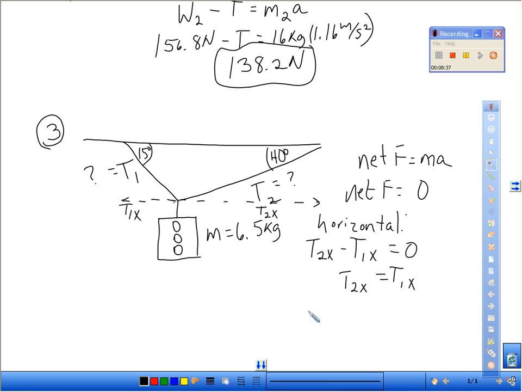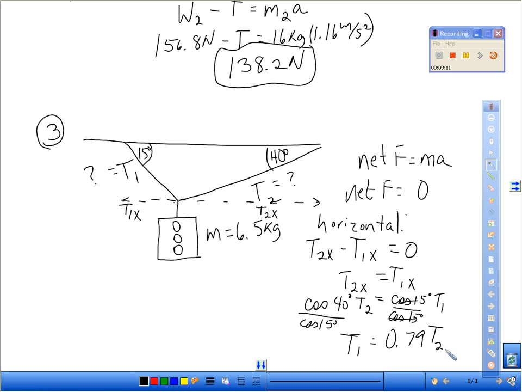So I'm going to say that the cosine of 40 degrees times T2 equals the cosine of 15 degrees times T1. I'm going to divide both sides by the cosine of 15 degrees. Those should cancel, so T1 is going to equal 0.79 T2. I can't go any further on the horizontal because I don't know T1 or T2.